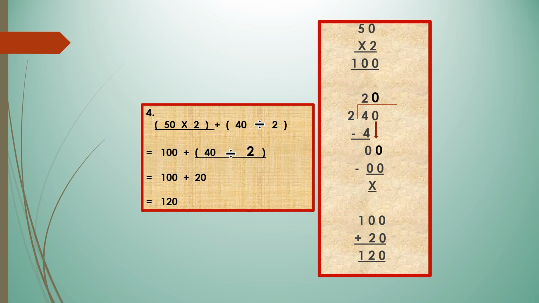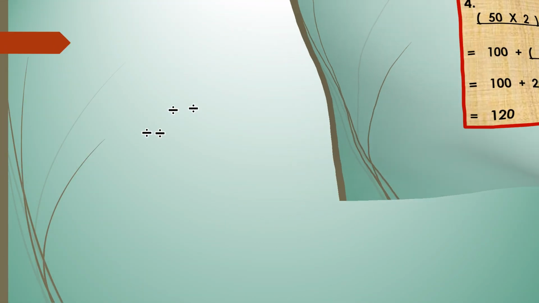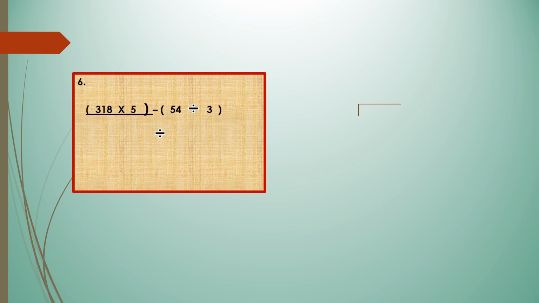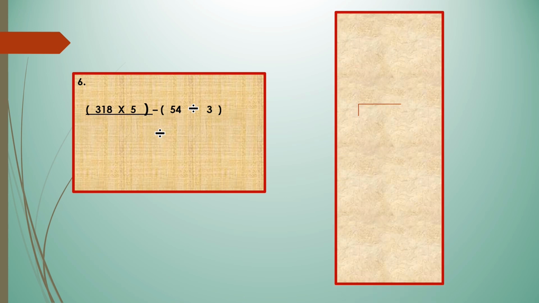Now students, let's see the next question, number 6. And it says 318 multiplied by 5 minus 54 divided by 3. I'll solve in my rough column the first part, that is the product of 318 and 5. Here, if you see, I get the product as 1590. So I write 1590 minus 54 divided by 3, which is in the bracket.